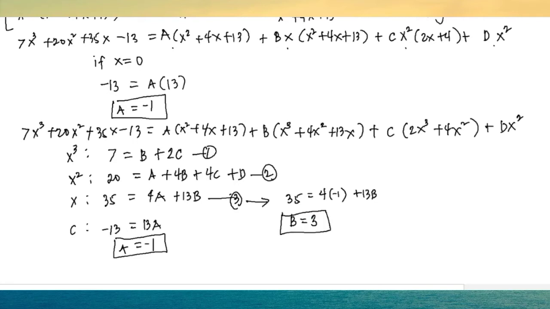Since we already have the value of B, we can substitute it in our equation 1. So when we substitute in equation 1, we have here 7 is equal to, our B is 3, plus 2C. And we would have C is equal to 7 minus 3 is 4 divided by 2 is 2. So C is equal to positive 2.